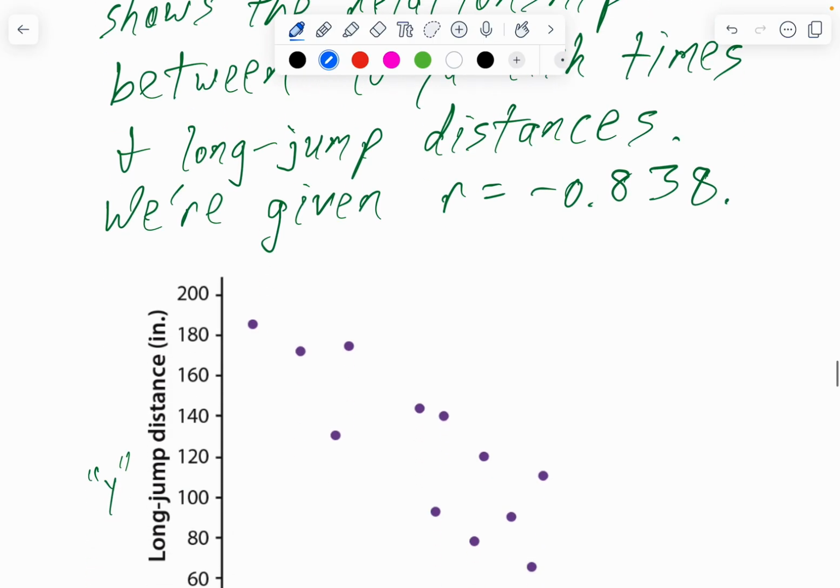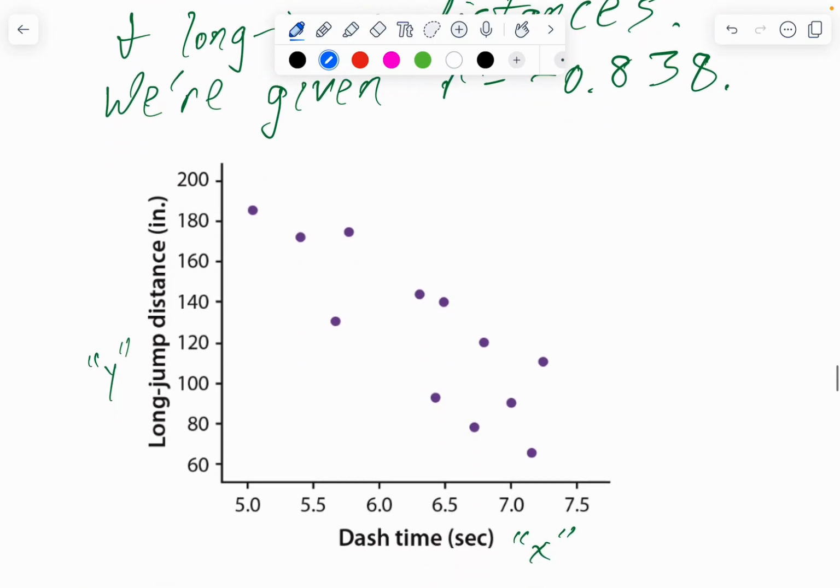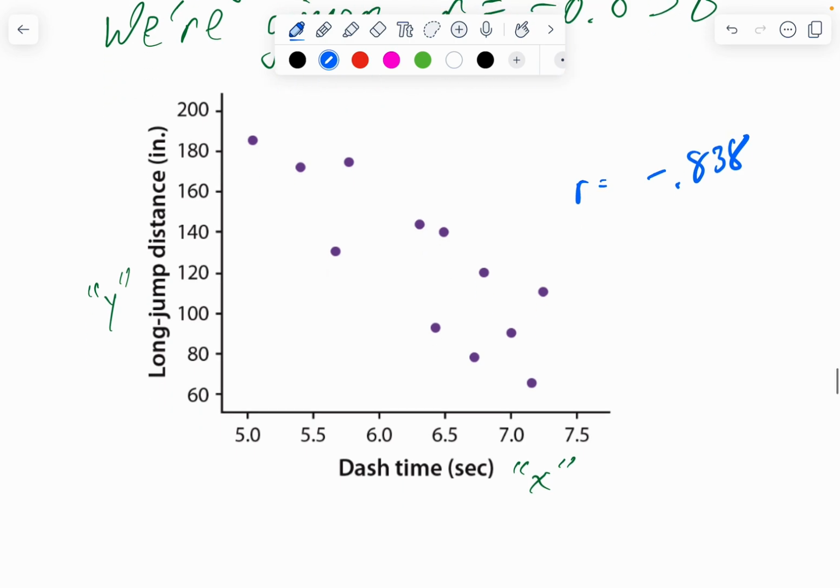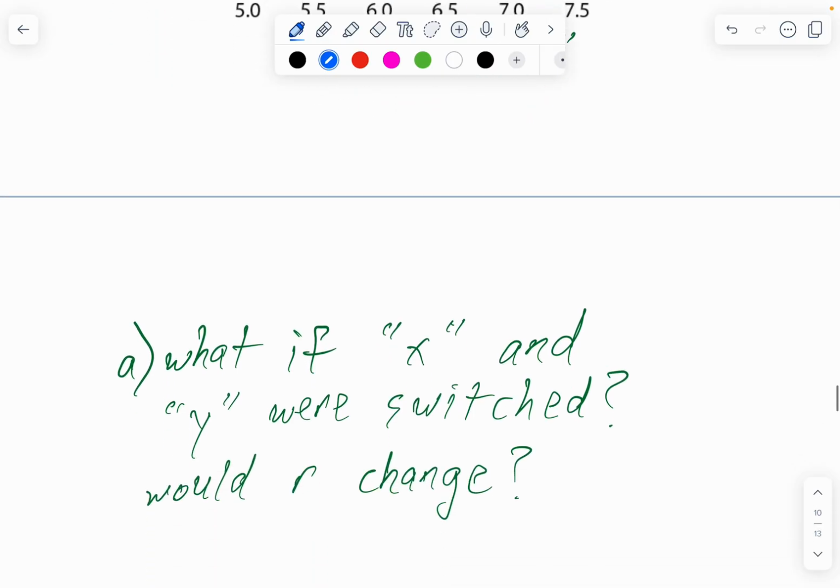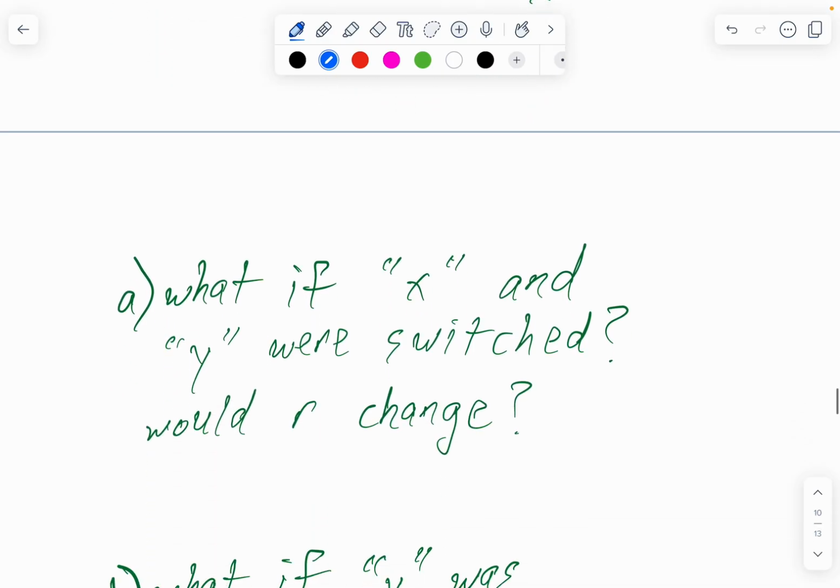So this relationship, we've looked at this before, and we talked earlier about how this correlation is negative 0.838, which made it a strong negative linear relationship, and there don't appear to be any values I'd consider outliers there. Now, what if you switch the x and y values? What if on the horizontal axis you put long jump distance and on the vertical scale you put dash time? How would the correlation coefficient change?